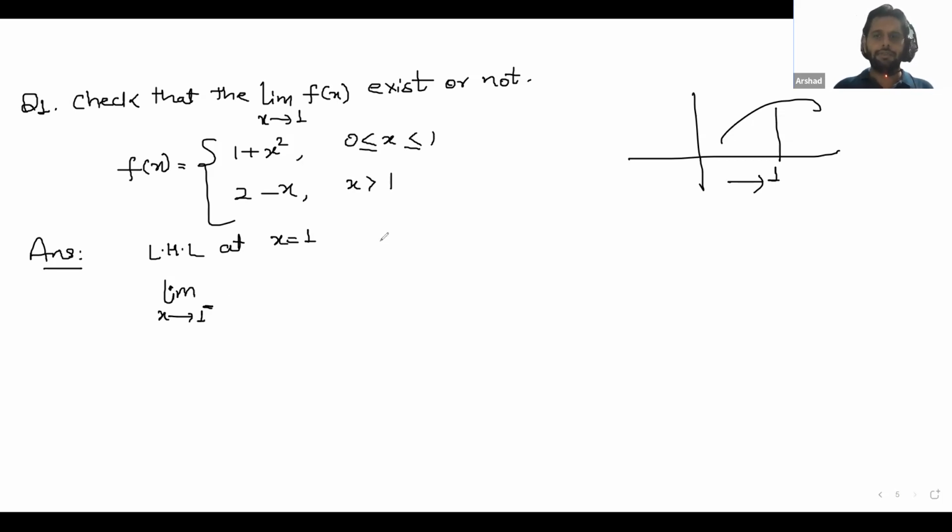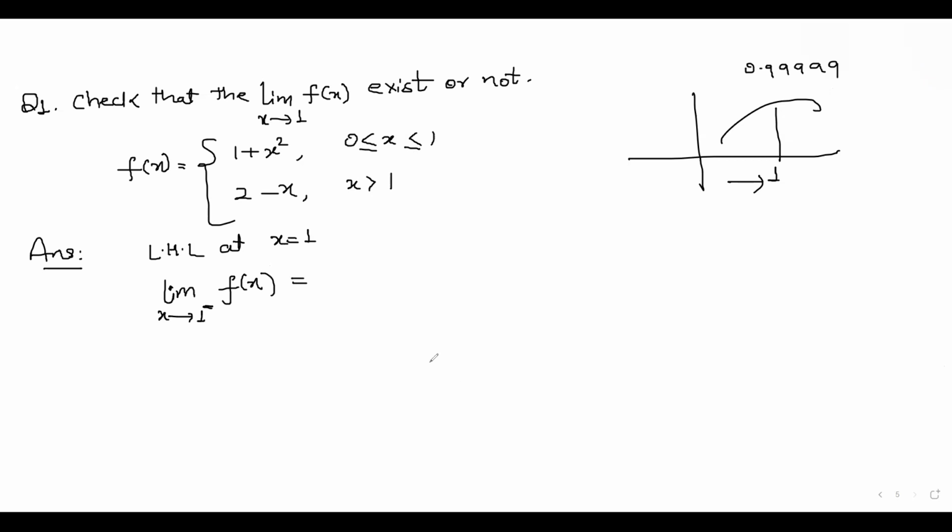Slightly less than 1, that means the value can be 0.9999 and so on. Okay, so anyone can tell me from these two functions, 1 plus x square and 2 minus x, which function we will use? First of all, I will write f(x). Now, please tell me which function we will use for the LHL. The first one. Very, very good, Nabil.